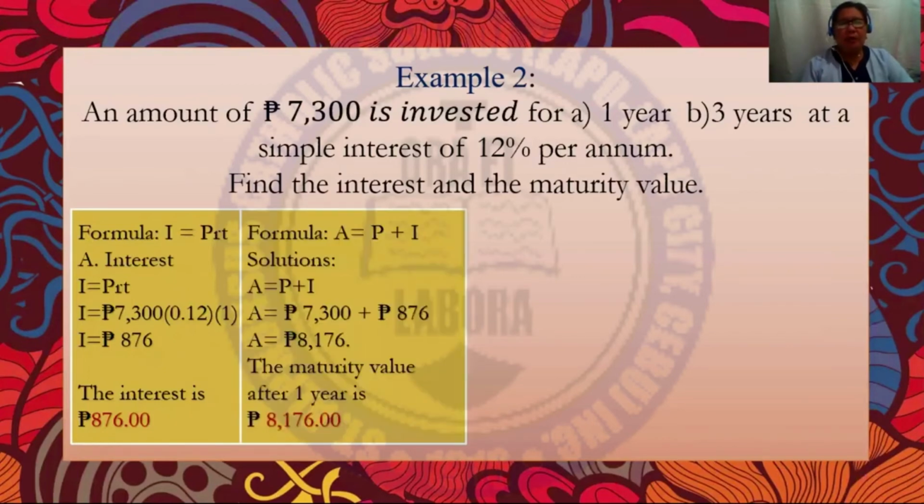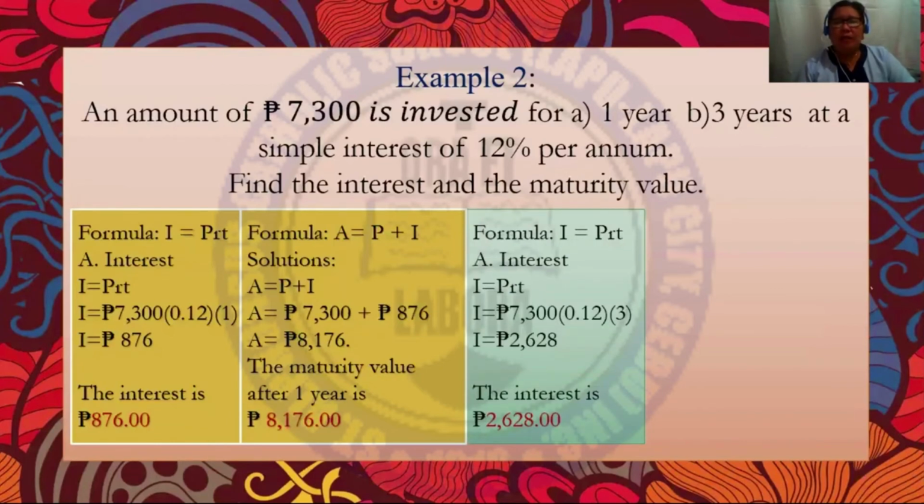And to compute for the maturity value, the formula is A is equal to P plus I. A for the maturity value or the total amount is equal to the principal plus the interest. Substitute 7,300 to P and 876 for I, then the total is 8,176. So the maturity value after 1 year is 8,176 pesos.